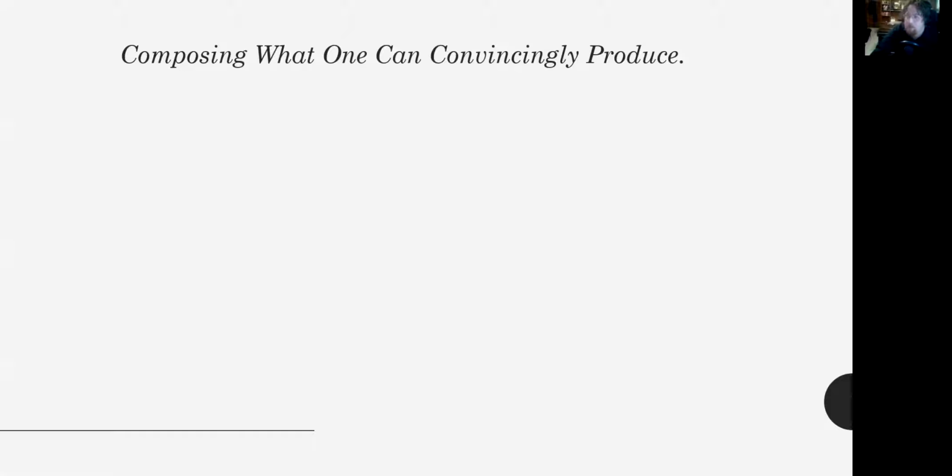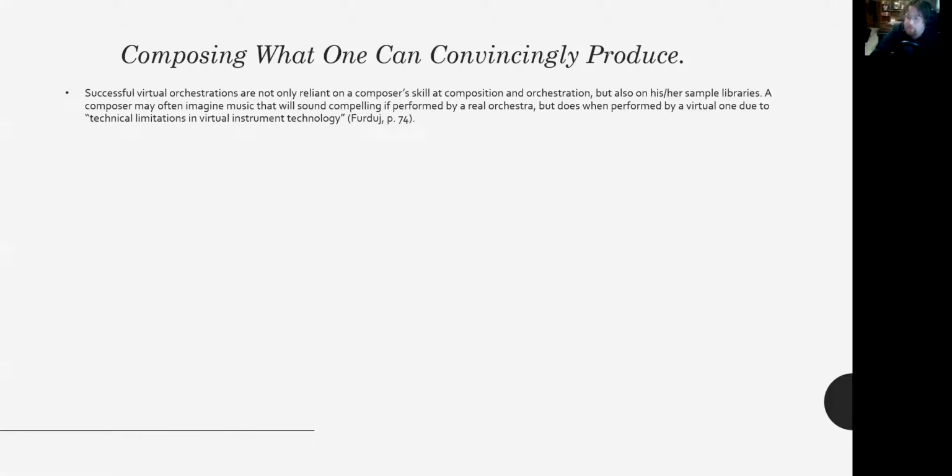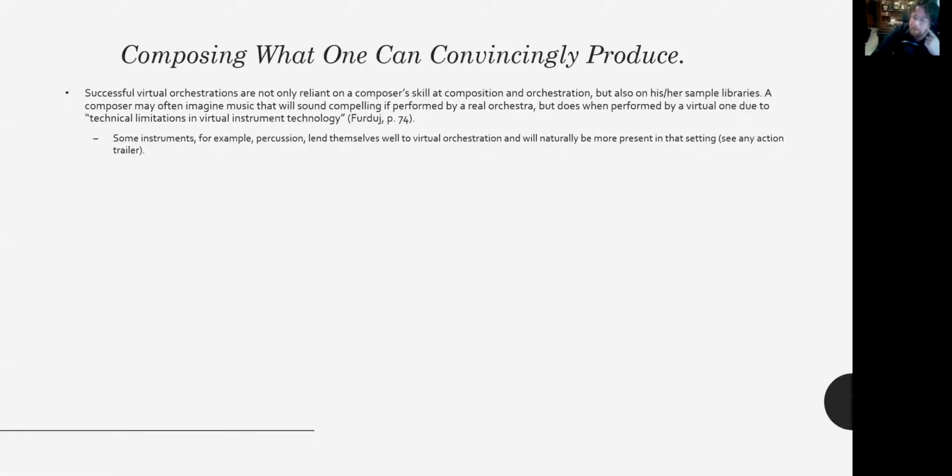This means that if one wants to write extremely expressive music, but one's samples do not contain many different dynamic levels, it's going to be a problem. Likewise, as mentioned, if you want a certain technique or extended technique, but it's not in your library, you just can't do it. Going further, some instruments lend themselves better to virtual orchestration than others. Think of the prevalence of percussion and short string articulations in any action trailer that you've seen in the past 10 years. Inversely, other instruments do not lend themselves well to virtual orchestration.